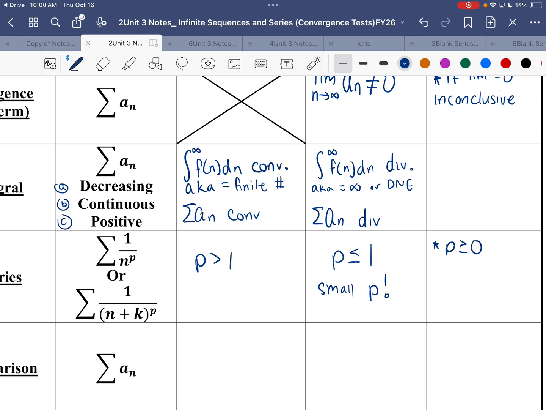All right, on 3.3, we're going to do 2, 4, 8. So 3.3, we're doing 2, 4, 8.